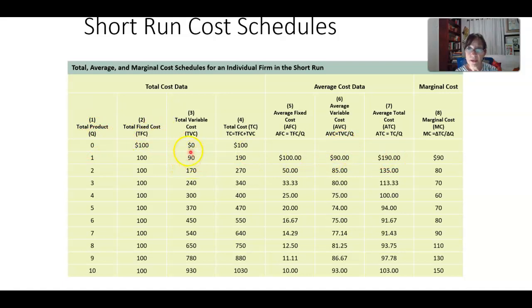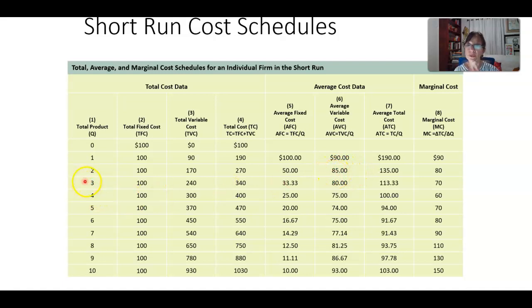We produce 1 unit of output. Our total variable cost is 90. So 90 divided by 1, average variable cost is 90. We produce 2 units of output, and of course our variable cost is going to go up because we had to hire more inputs. So 170 divided by 2 is going to give us an average variable cost of 85.